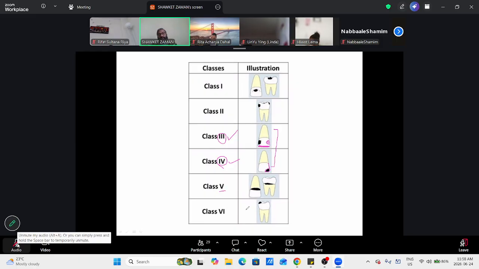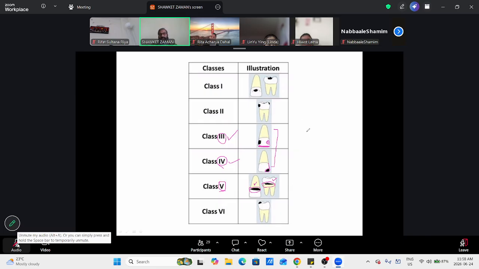What can you see here? Anterior teeth and posterior teeth both together. So it means that a class 5 cavity can be seen in anterior teeth and the posterior teeth. What is the location? Cervical area. Very good, that is called the cervical area.